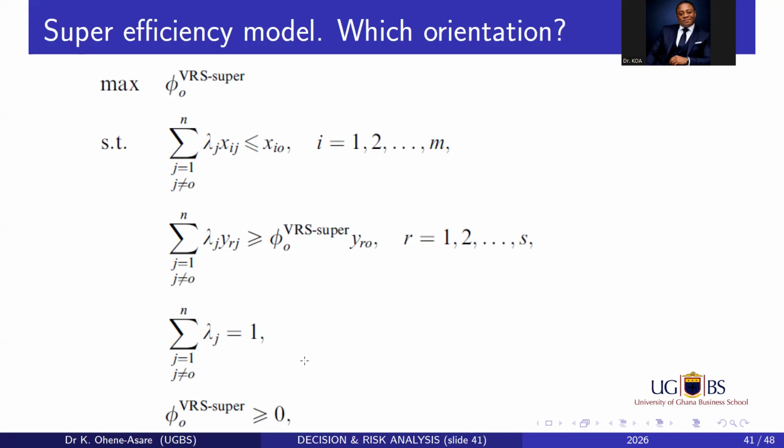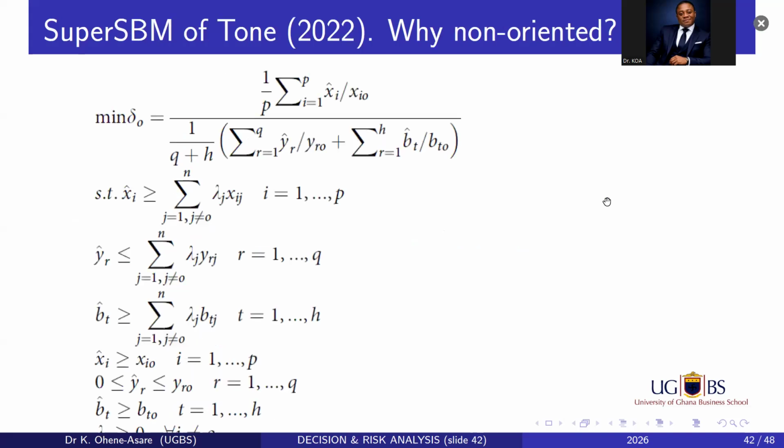Mathematically, that is all. So even if I don't bring VRS super, the way for you to know that we are dealing with that is that constraint. This one, that is what makes the whole thing. And you see that in all of the constraints. Very important. Okay, now, this is super SBM, but it is undesirable.